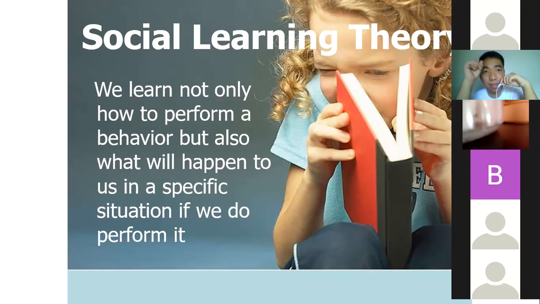For example, you are a child. One of your friends is cursing while playing, and the consequence is that his mother hit him. So now you learn that cursing while playing is wrong. And if I do it, probably my mom will also scold me. So you will not only learn, but you will also know what will happen to you if you perform that. That is Albert Bandura's social learning theory. Okay?